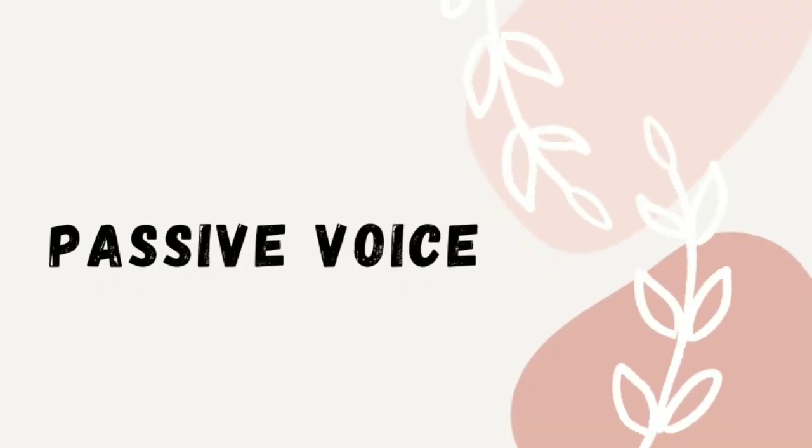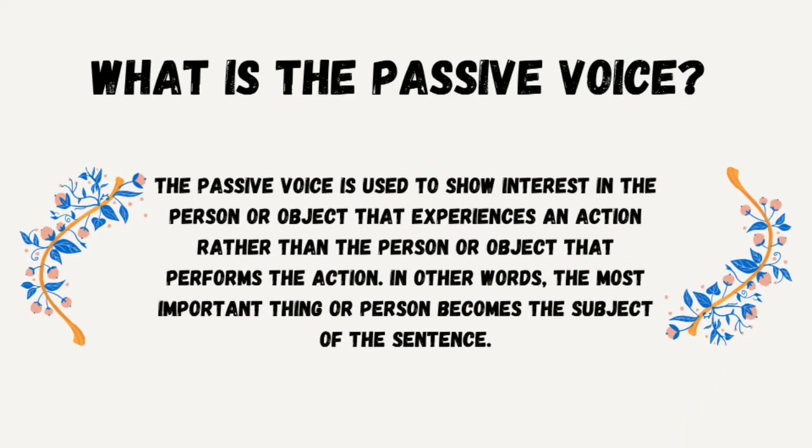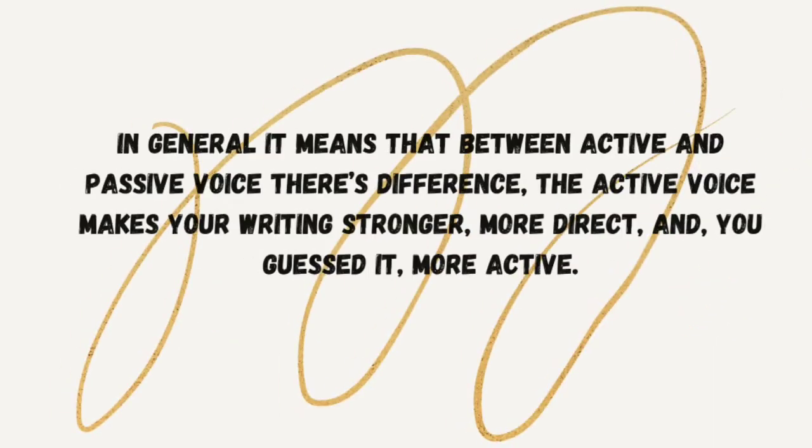The passive voice is used to show interest in the person or object that experiences an action rather than the person or object that performs the action. In other words, the most important thing or person becomes the subject of the sentence. In general, it means that between active and passive voice, there is a difference.